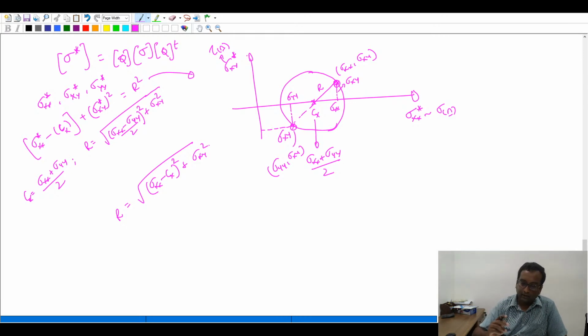And what does each point on this circle represent? The possible values that a particular stress tensor, the same stress tensor, can take. Okay, that's what this thing represents. The circle represents the possible combination of values of the components of the stress tensor.